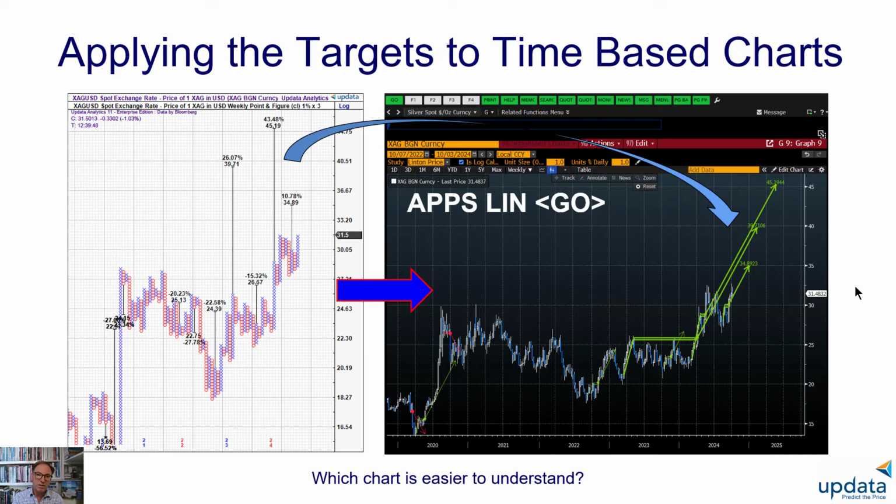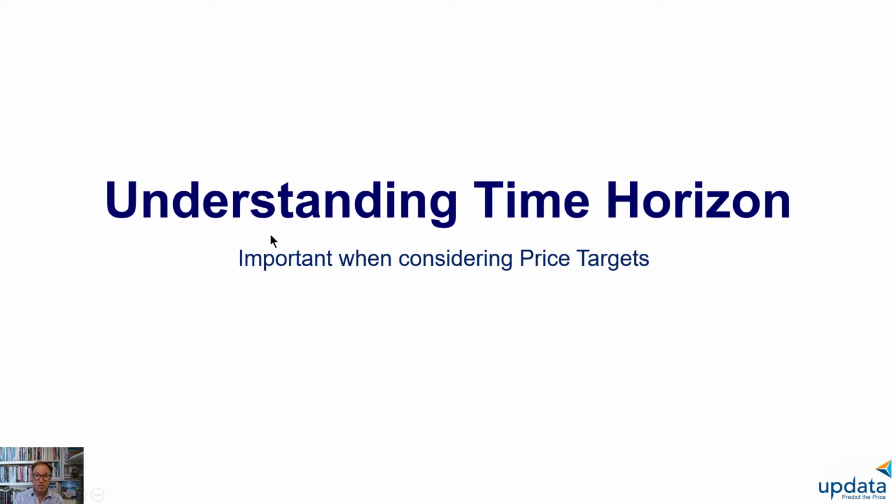So if you imagine this chart on the left here, this is a chart of gold. These are the point and figure targets on the gold chart, and these same targets are now transferred onto a time-based chart. Very simple. Which chart is easier to understand? Well, our research has shown that many more people will want to look at targets this way than on a point and figure chart, which they may not be easily able to get in the first place.